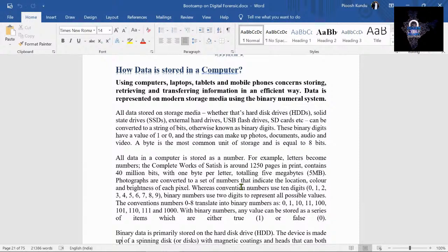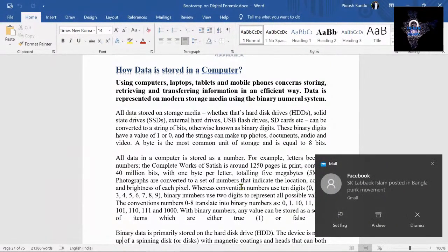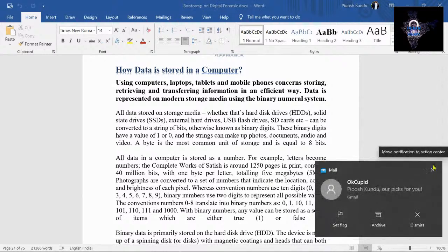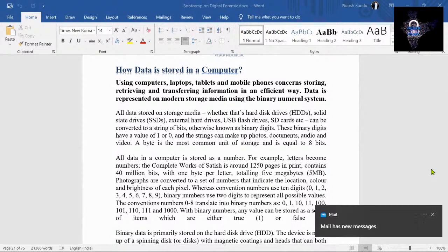A bit is an important common unit of storage, and a byte equals 8 bits. All data in the computer is stored as numbers, and for example, letters become numbers. For example, a document of about 150 pages of print contains 40 million bits, and 1 byte is a whole letter, totaling 5 megabytes. Photographs are converted into a set of numbers which indicate the location, color, and brightness of each pixel.